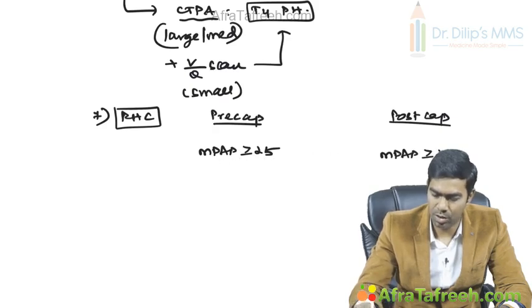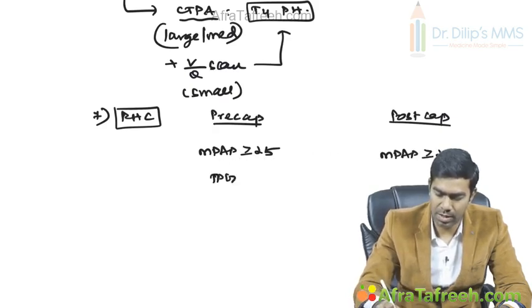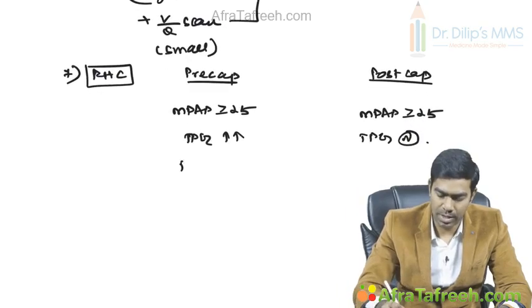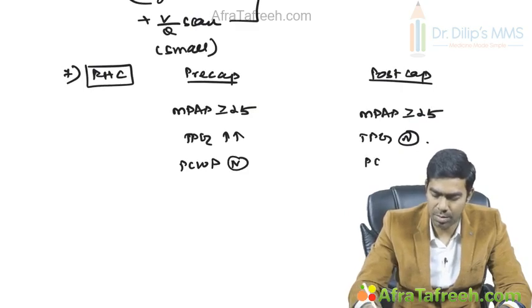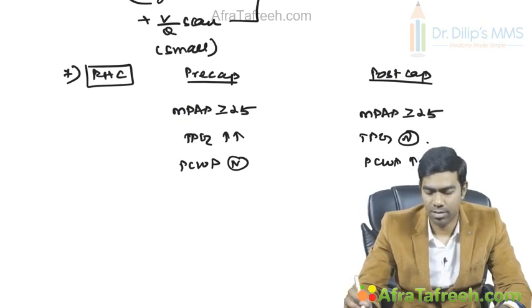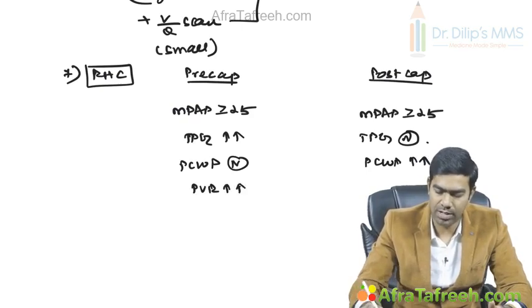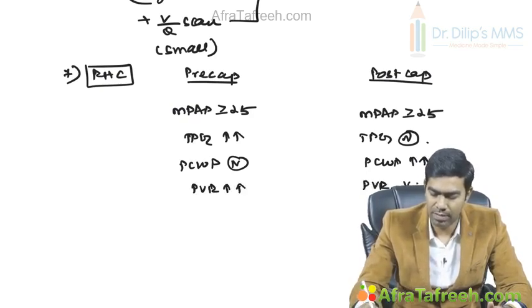MPAP will be more than or equal to 25. But the transpulmonary gradient here will be increased, whereas the transpulmonary gradient here will be normal. And finally, the PCWP will be normal here, whereas PCWP will be elevated, more than 15. But I told you pulmonary vascular resistance is variable. Here, definitely the pulmonary vascular resistance will be increased, whereas pulmonary vascular resistance will be variable here.